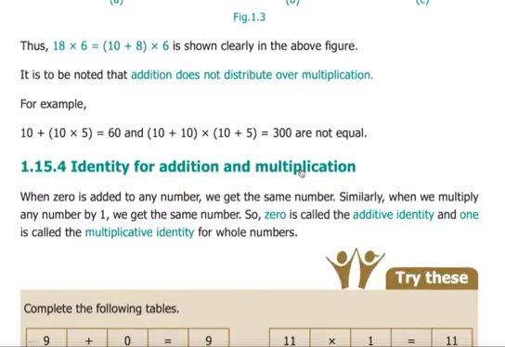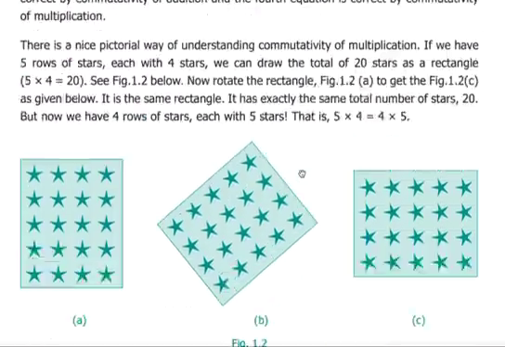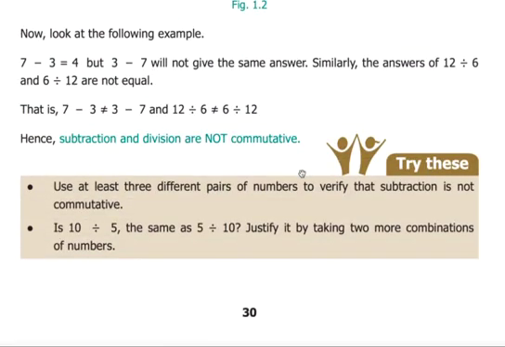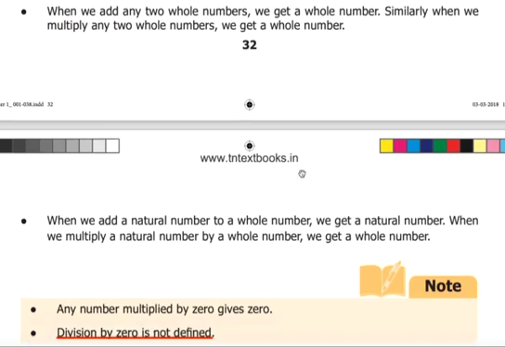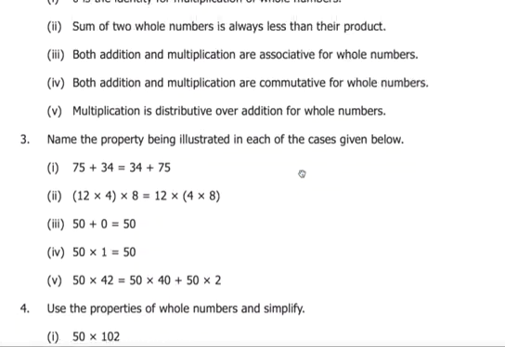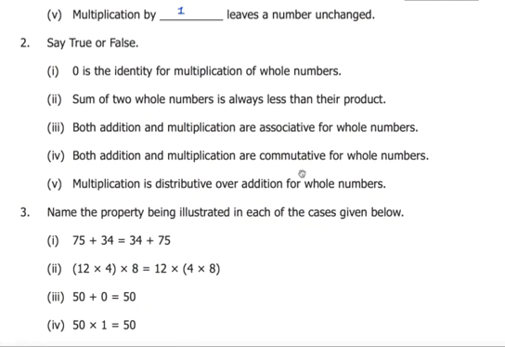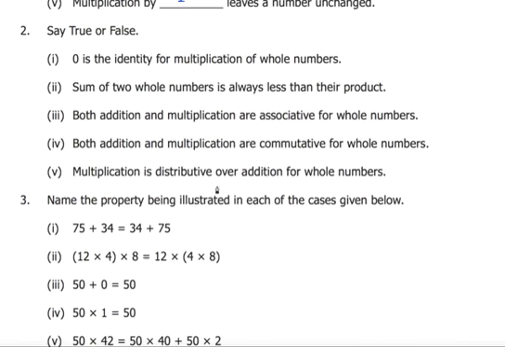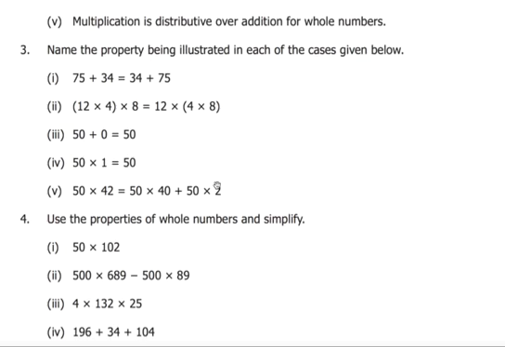Associative, second one, commutative. Both associative, that is correct. Both addition and multiplication are commutative for whole numbers. That means if you interchange, then the result remains the same. Yes, this is also correct. Multiplication is distributive over addition for whole numbers. That is also correct.